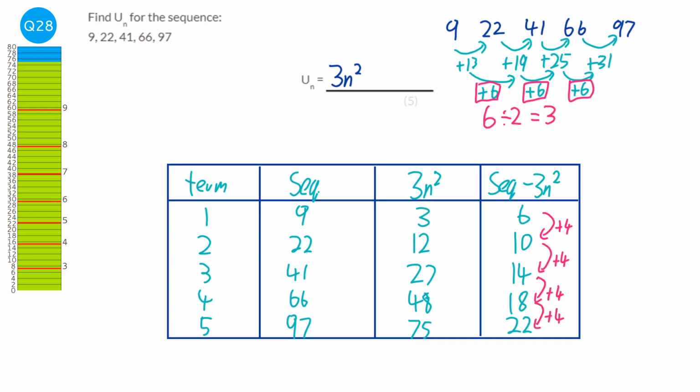So we know that that will be plus 4n, and then we find the 0th term, so we go back, so 6 take away 4, which will be 2. So it's going to be 4n plus 2. So our total quadratic sequence will be 3n squared plus 4n plus 2.